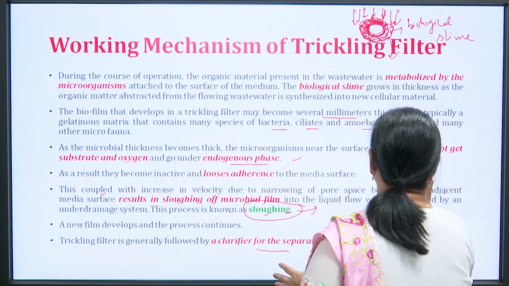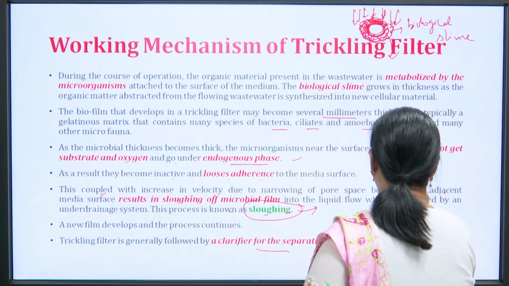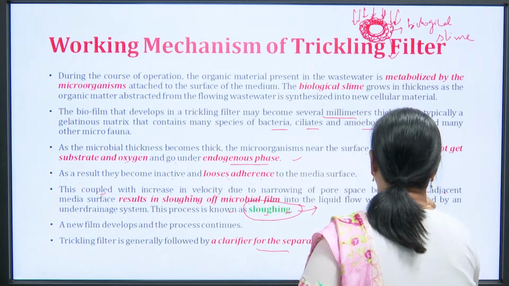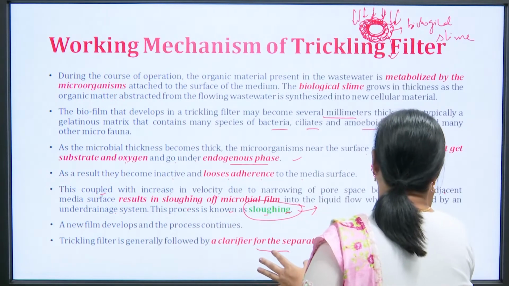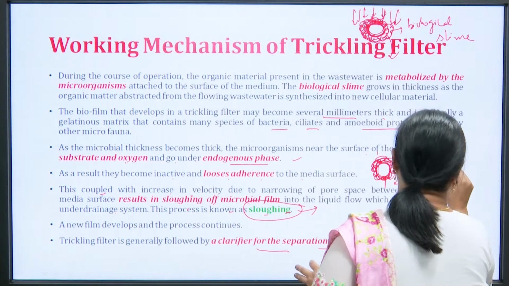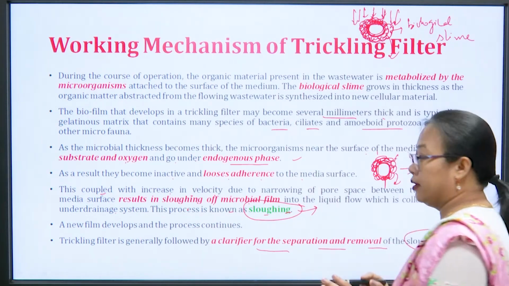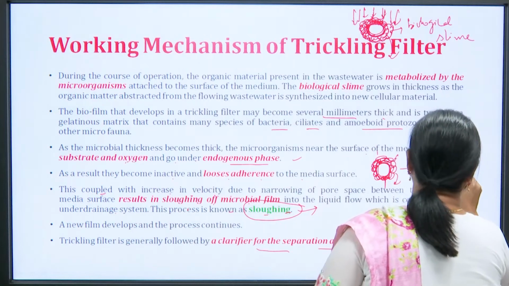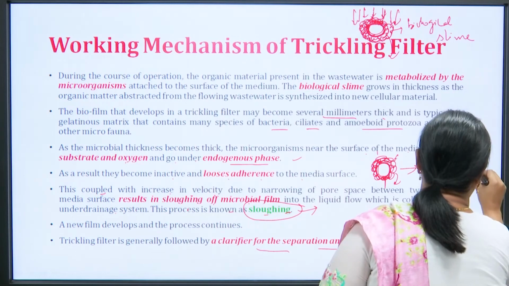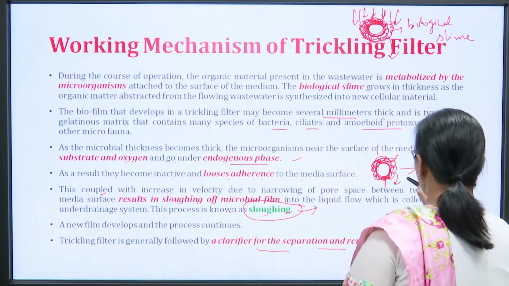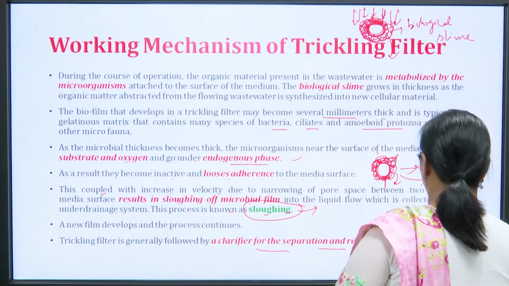After some time, this is too much to hold. The outside bacteria are getting food, but the inside bacteria are not getting food, and the inside bacteria will start dying off. So finally, what will happen? This will fall down. Then after some time, the filtering media will be like this again. Then this process will increase again, and again it will form new cells and start. This process of falling down of this material is called sloughing.